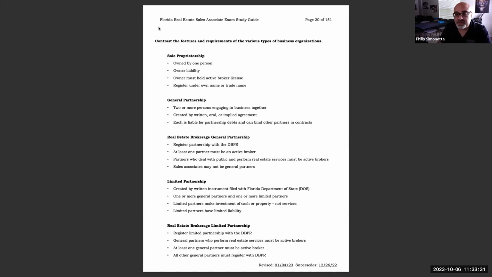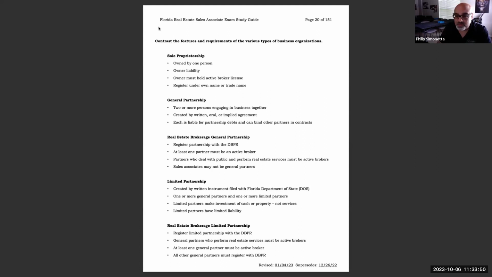General partnership: two or more partners engaging in business together, created by written, oral, or implied agreement. Each is liable for the partnership's debts and can bind the other partners in contracts. A real estate brokerage general partnership is registered as a partnership with the DBPR.